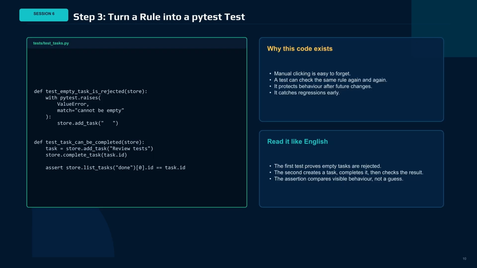In step 3, we turn rules into tests. Manual testing is easy to forget, but automated tests protect your code against future changes. By defining clear test cases, we ensure that empty tasks are rejected and that tasks can be successfully completed, confirming our program's behavior based on facts, not guesses.